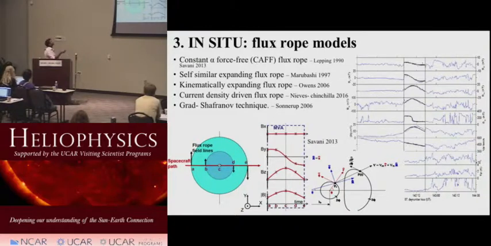And one of the first ones started to use something called the constant alpha force-free flux rope model. Bothmer first did it, and Lepping optimized it, so that you take the model and you optimize it to fit the data the best, and then you pull out what your optimized values are. And the idea is relatively simple.